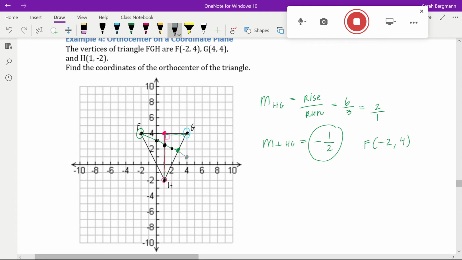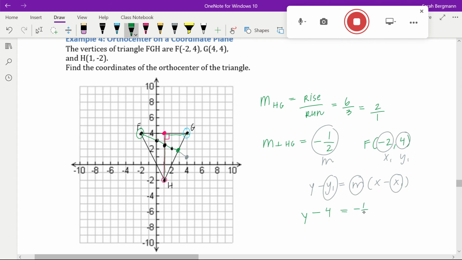So I know the slope is -1/2, and my point x1, y1 is -2, 4. So using point slope form, it's y minus y1 equals m times the quantity x minus x1. I need to fill in y1, m, and x1 with my values here. So my equation should be y minus 4 equals -1/2 times the quantity x minus -2, that would be +2.